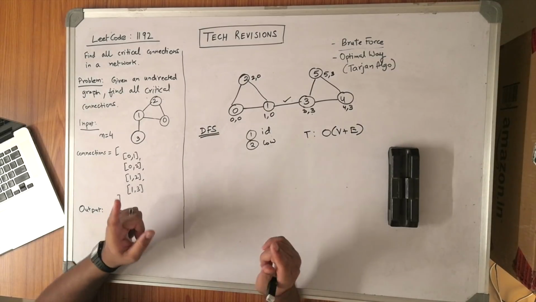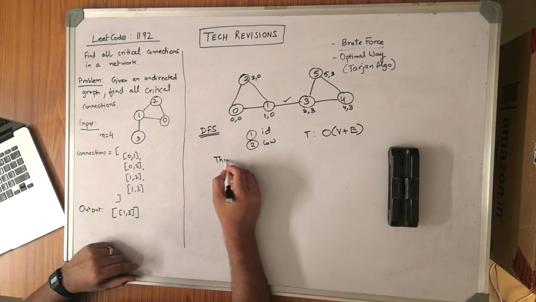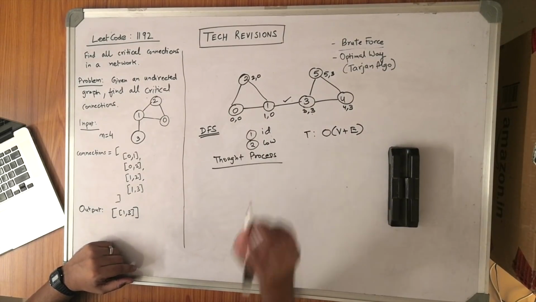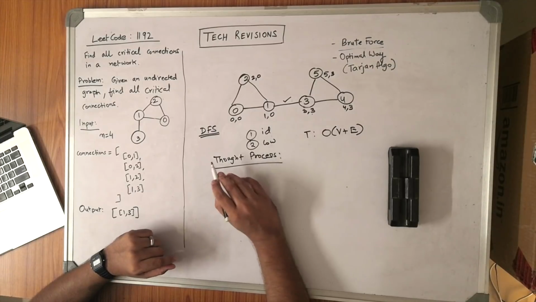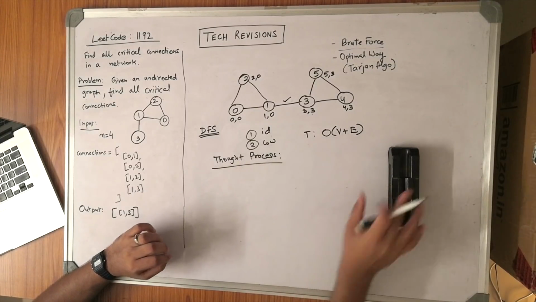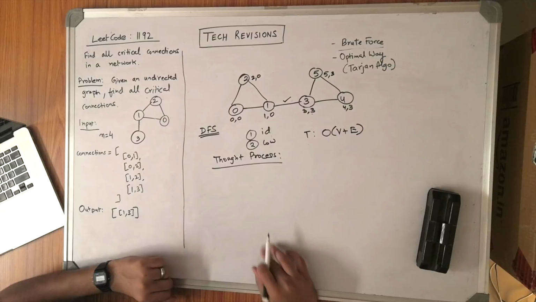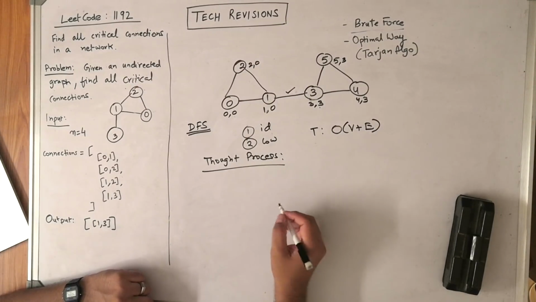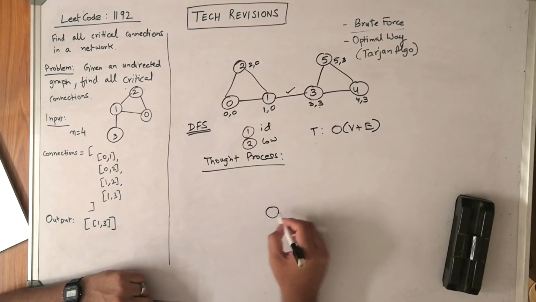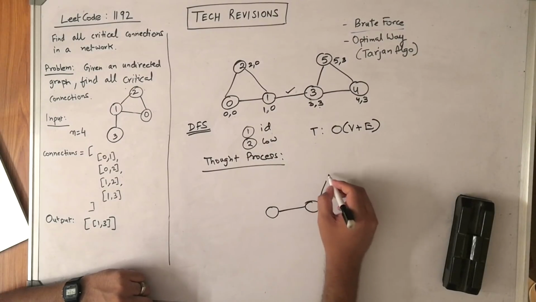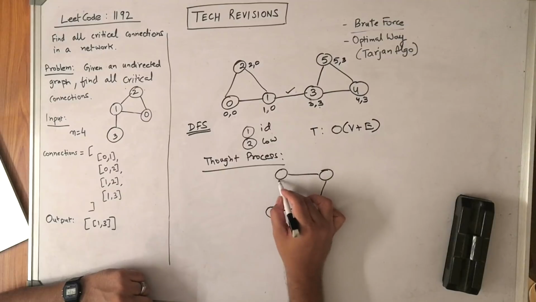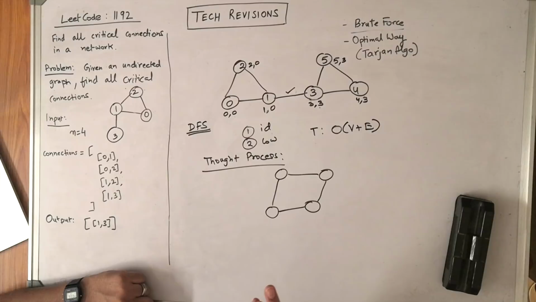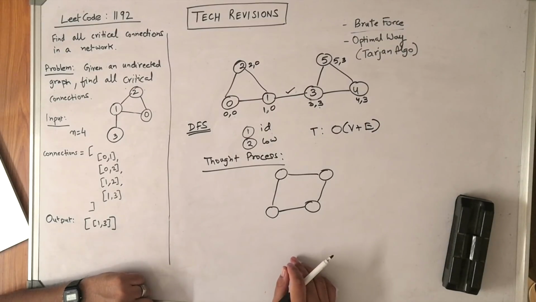Now comes the important point. What is the thought process, right? So the thought process in Tarjan's algorithm, let me just show you something. Suppose I give you a graph like this, right? If I give you a graph like this, can you tell me which edge is a critical connection?